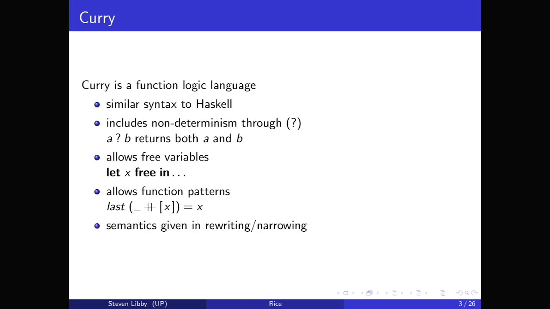And then semantically, this is the big difference between this and something like Haskell, a traditional functional language: instead of using just rewriting, we actually want to use narrowing. And we have a specific idea of narrowing, outermost needed narrowing. There's a whole bunch of literature on that. We are not going into that. But this is semantically how we define curry programs.